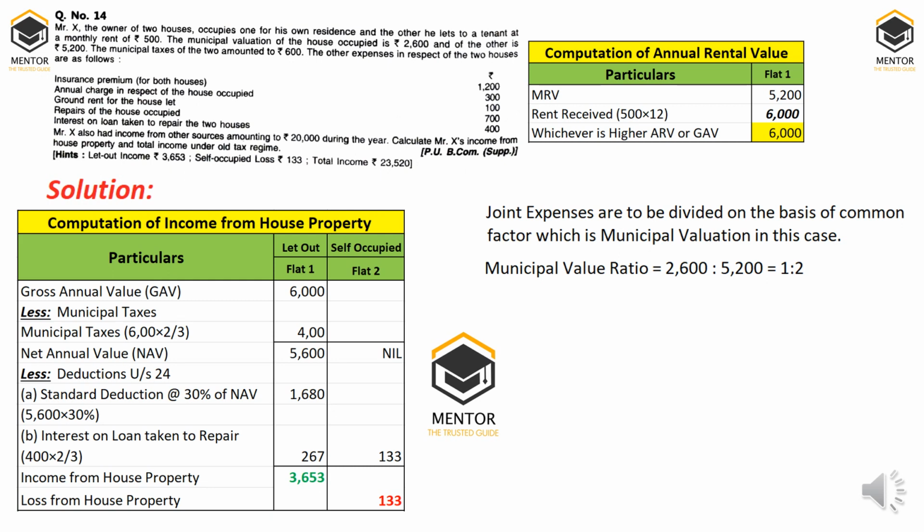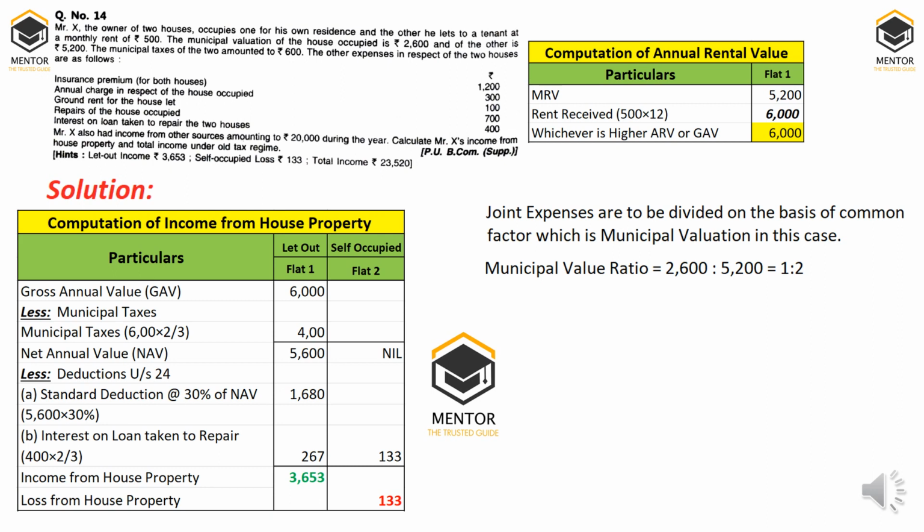Deduction under section 24: standard deduction is calculated only on NAV, that is 5,600 into 30%, 1,680 is the standard deduction. But for the self-occupied house, since there is no NAV, there is no standard deduction. Then interest on loan taken to repair the house, total interest paid 400, will be divided in the municipal valuation ratio, 1:2. So 400 into 2/3 is 267, and 1/3 would be 133. In this way we have divided.